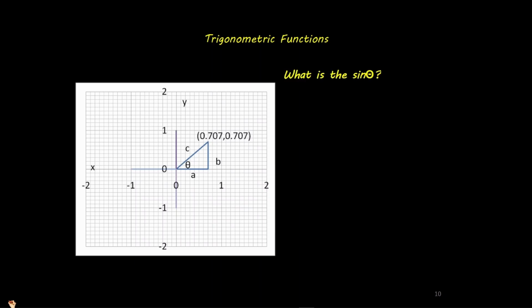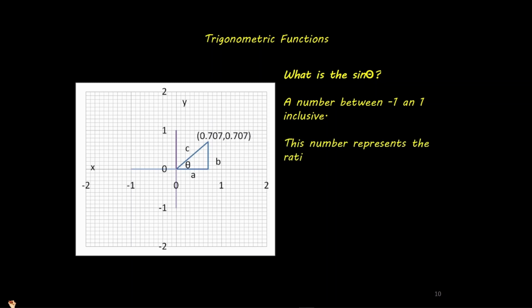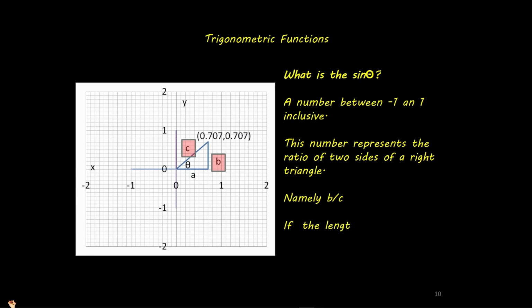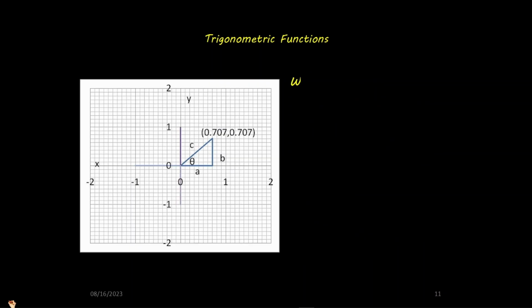What is the sine of an angle theta? It is a number between -1 and 1, inclusive. This number represents the ratio of two sides of a right triangle, namely side B divided by side C. If the length of side C is equal to 1, then the number, sine of theta, is the length of side B. Whenever you see the symbol sine of theta, you should think, number.